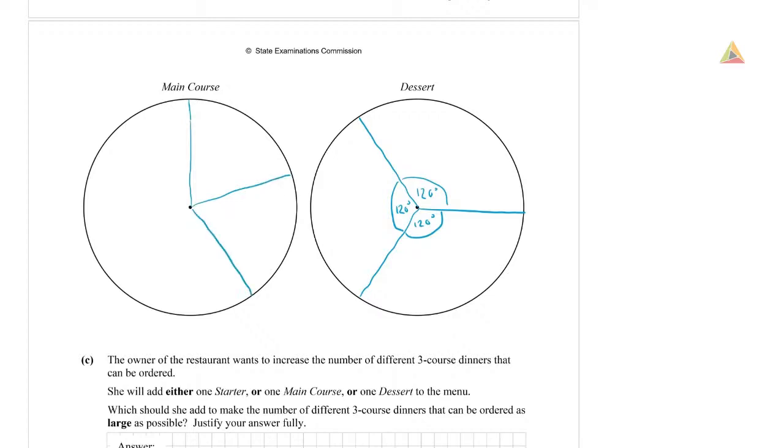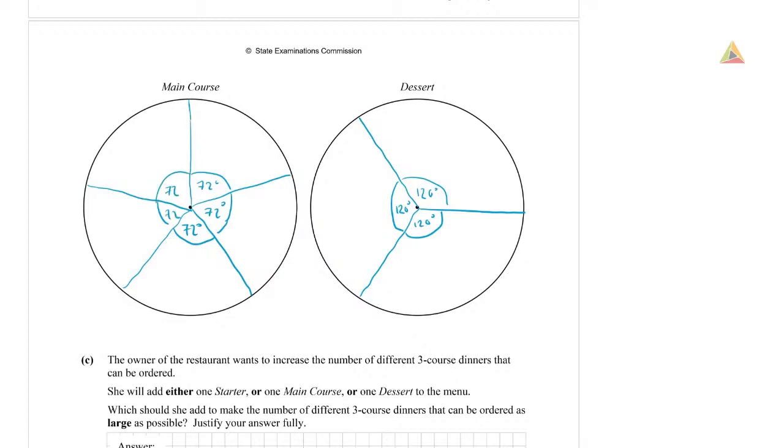Second one, third one, the fourth one, and the fifth one. So each of those will be 72 degrees. So 72, 72, 72, 72, and finally 72.